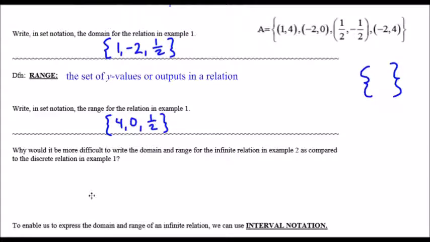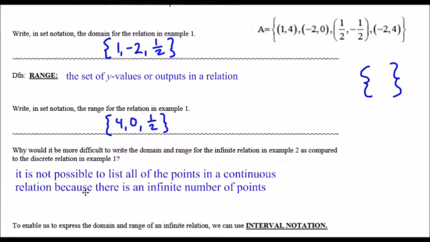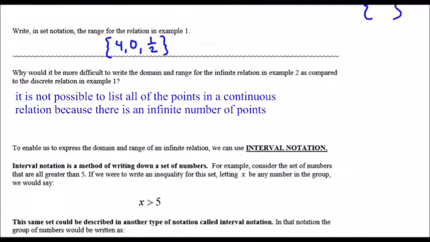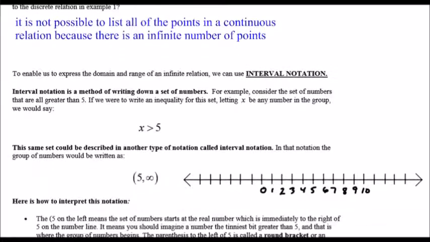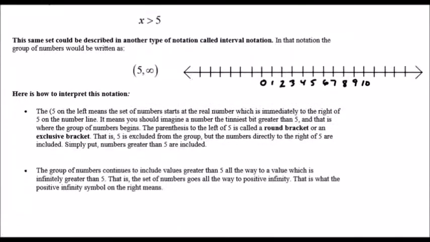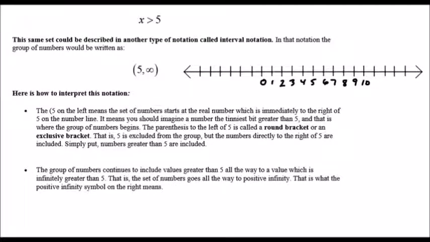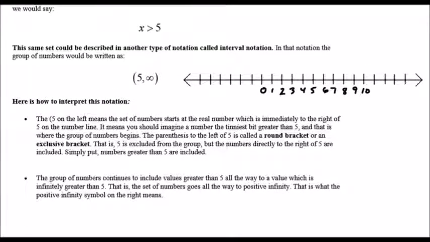All right, so one way to explain this would be just to say it's not possible to list all the points in a continuous relation, right? It's infinite, so you can't possibly list them out like this, so we need another way. And to do that, we're going to use something called interval notation. All right, so this is going to be a little self-teaching, little self-study. What I'd like you to do is read through these first couple examples, and then play the recording and we'll talk about it.